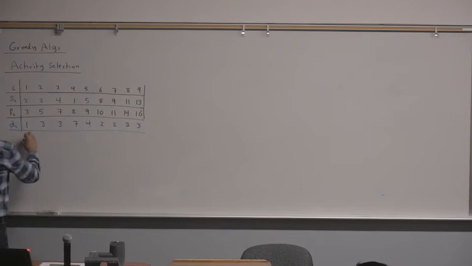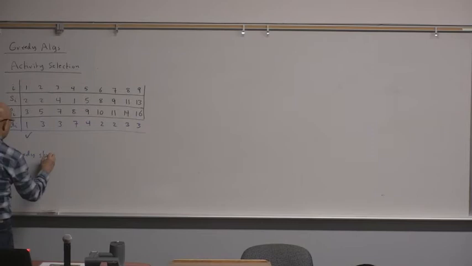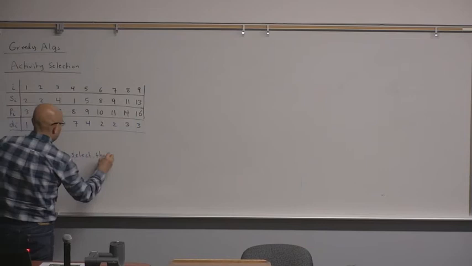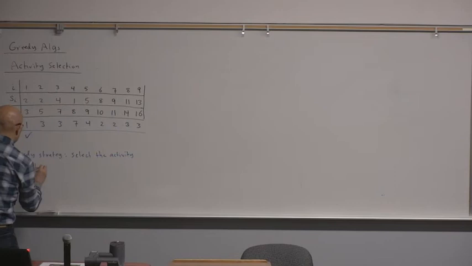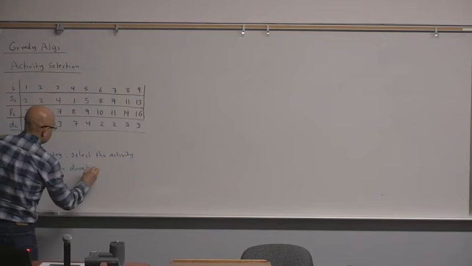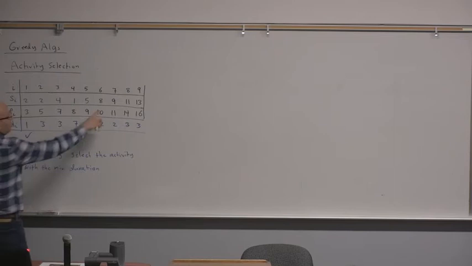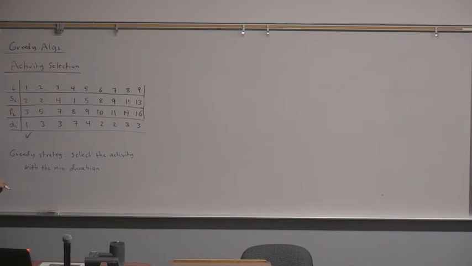So here, our greedy strategy is select the activity with the minimum duration. Okay, so next we have this or this, 6 or 7. With minimum duration, some activities may have some ties. Some activities may have the same duration. So in this case, we will select one of them arbitrarily.